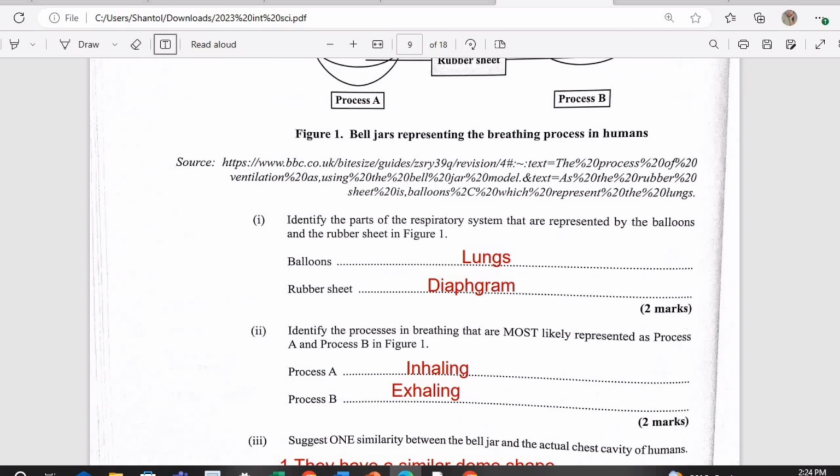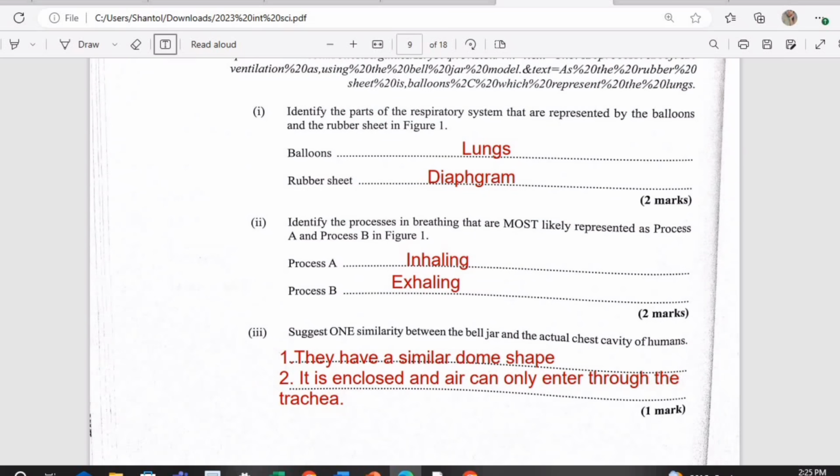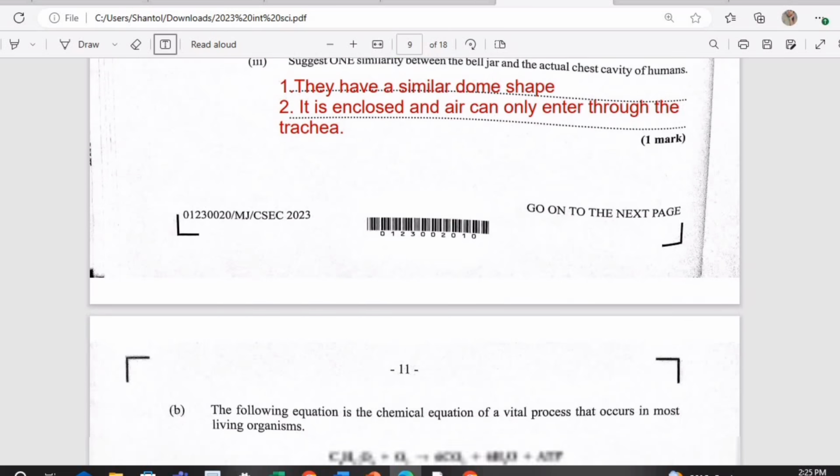It says suggest one similarity between the bell jar and the actual chest cavity of humans. Now, if you said they both have a similar dome shape, that could be used and that could be correct. Or if you could say it is enclosed and air can only enter through the trachea, then that is fine as well. So any one of those and you could have gotten your 1 mark. And I believe this question was fairly simple, so 5 marks. I believe you got all 5 marks.